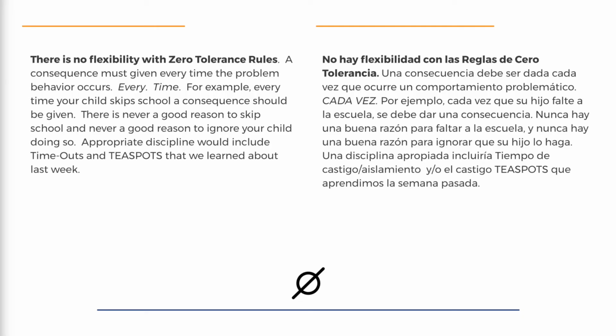There is no flexibility with zero tolerance rules. A consequence must be given every time the problem behavior occurs. Every time. For example, every time your child skips school, a consequence could be given. There is never a good reason to skip school and never a good reason to ignore your child doing so. Appropriate discipline would include timeouts and T-spots that we learned about last week.